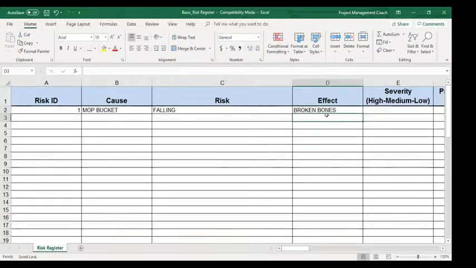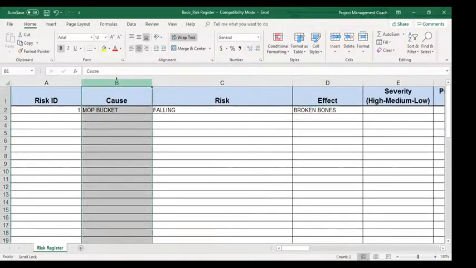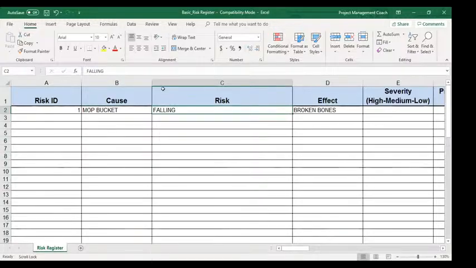Okay, so you could have multiple effects from one risk. You could also have multiple causes of a risk. And your main goal in finding the cause is to eliminate the root cause. If you eliminate the root cause, then you are invariably taking care of the risk.